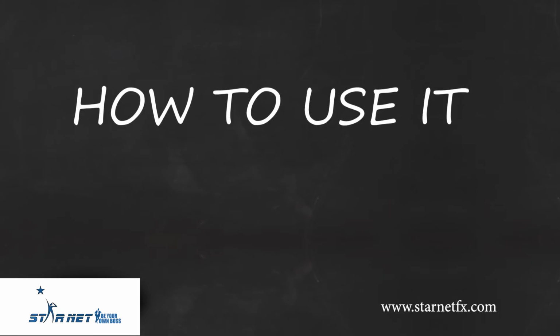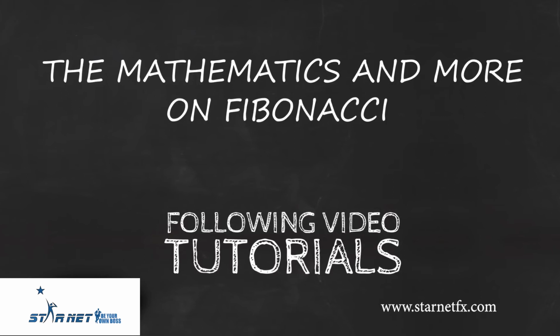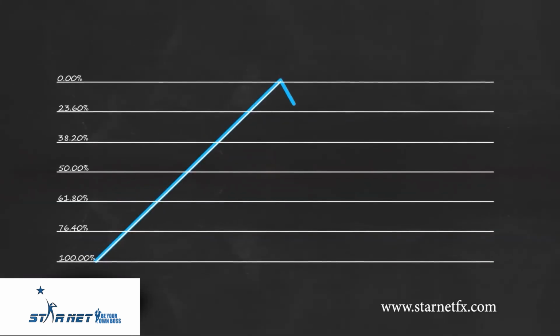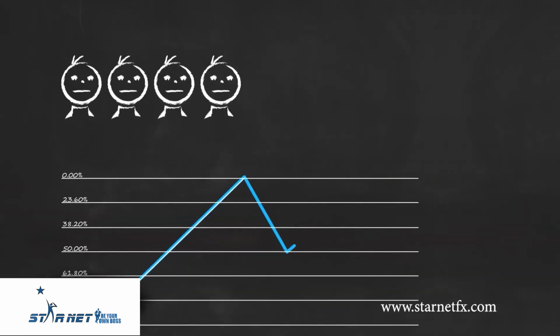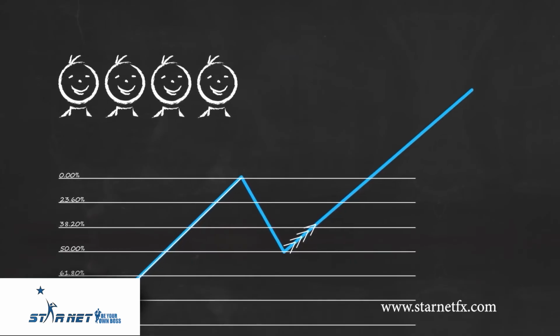We will be explaining the mathematics and more on Fibonacci in following video tutorials. So traders use these Fibonacci levels as efficient entries in the direction of the trend because many traders watch these same levels and place buy, sell, or stop orders based on them. They are quite accurate and become a self-fulfilling prophecy.